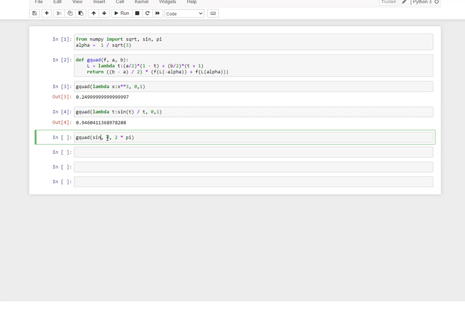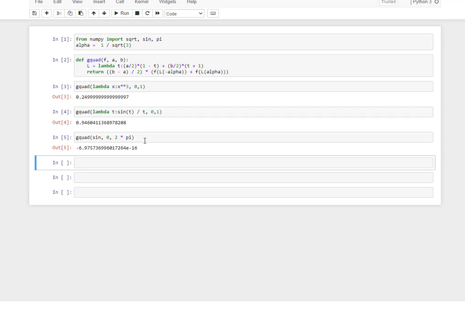Let's integrate for sine. The integral of sine over the interval from 0 to 2 pi. All right, that should give me 0, shouldn't it? Because anytime you integrate a sine or a cosine over its full period, that gives you 0. Well, we go shift and enter. Hey, and it's negative 6.9 times 10 to the negative 16th, which is not 0, but it's close enough for jazz.